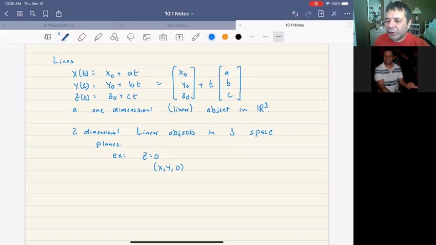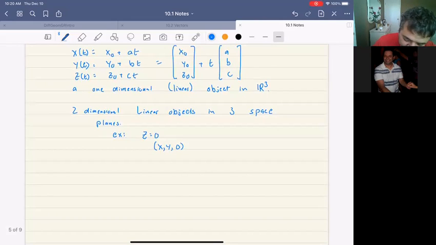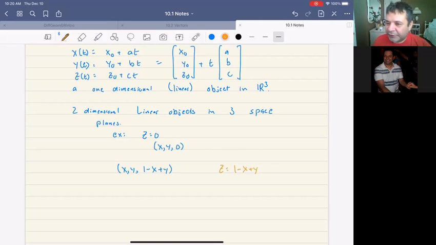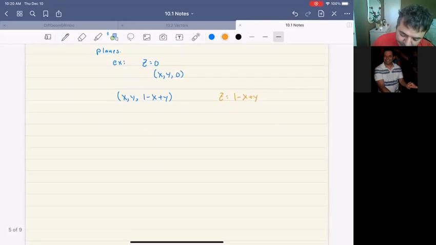But we can go a little bit further than that. We could write something, for example, like the set of x, y, and then z equals 1 minus x plus y. This is the set where z equals 1 minus x plus y, and this is actually also going to be a plane. Let me show you how I would draw this.